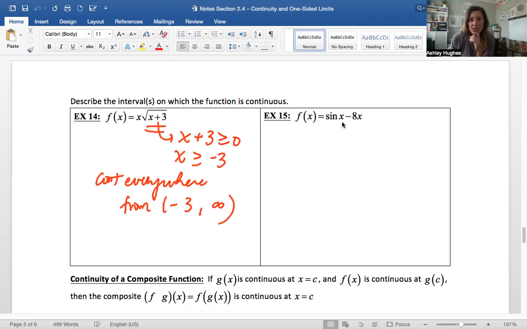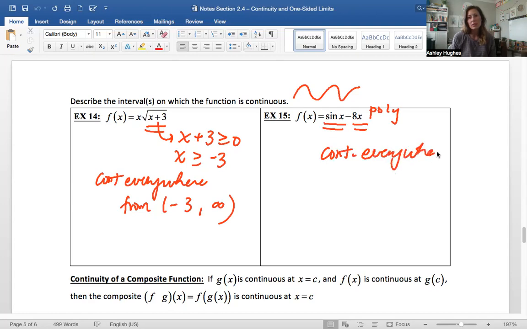And this function is continuous everywhere because of the sine. 8x is also continuous everywhere because it's a polynomial, and polynomials are continuous everywhere. So if I have a summation or a difference of continuous functions, the thing is continuous itself. So this is continuous everywhere because it's a combination of 2 continuous functions.